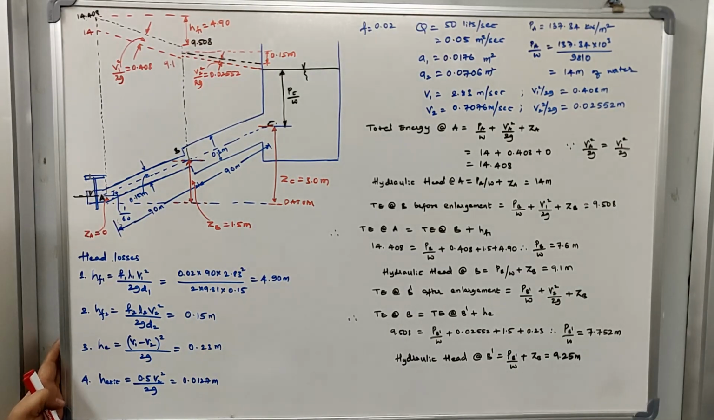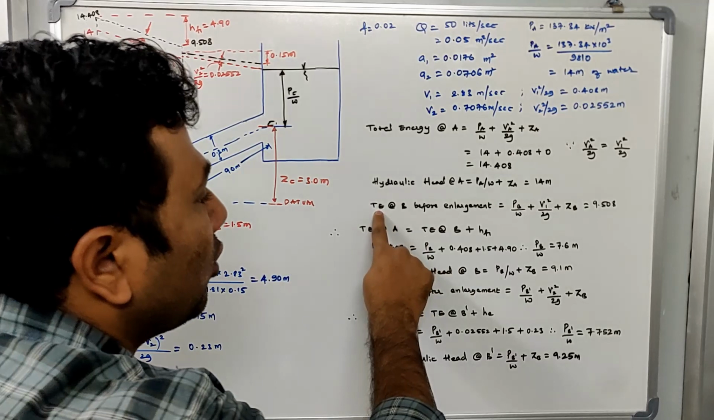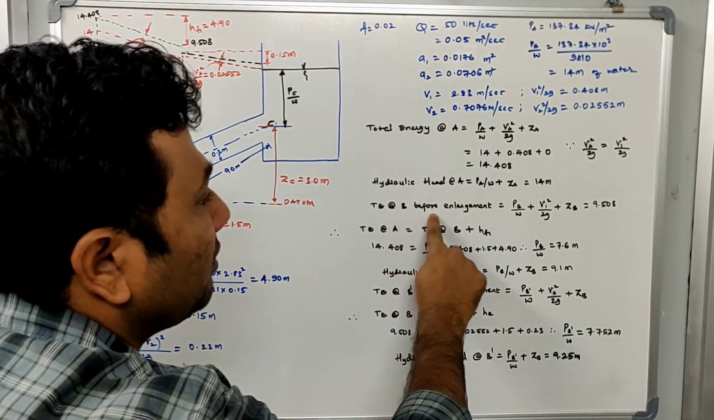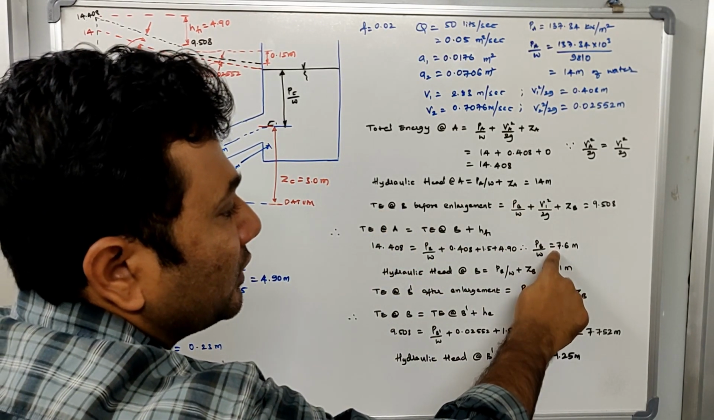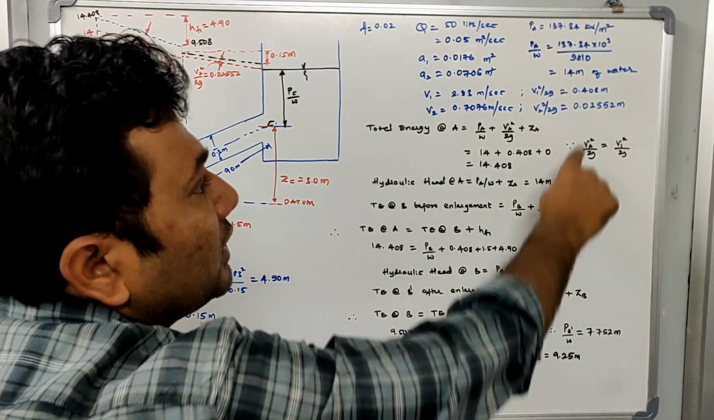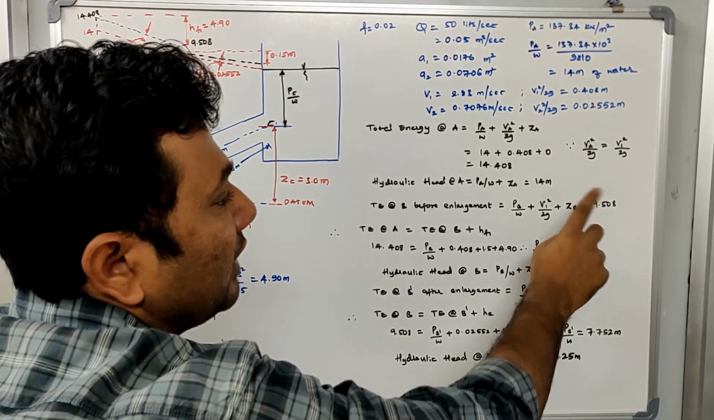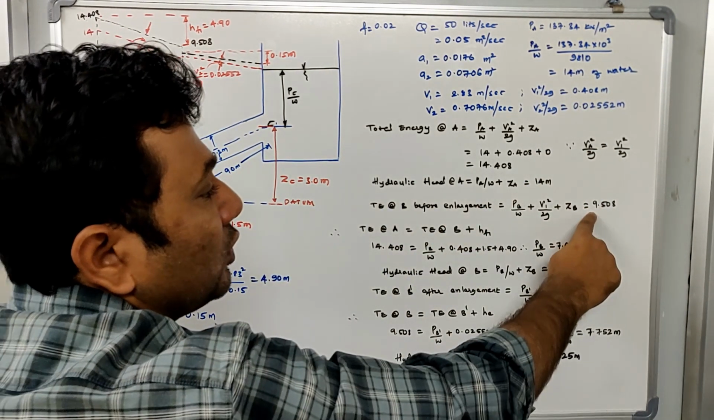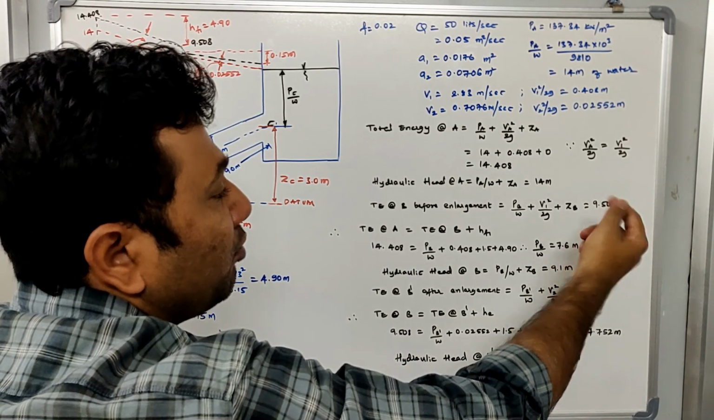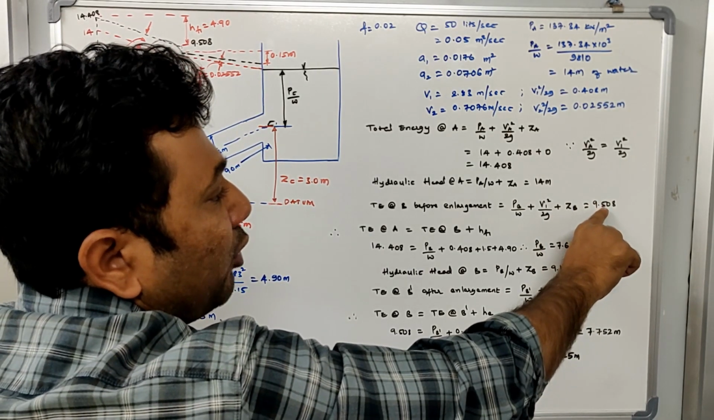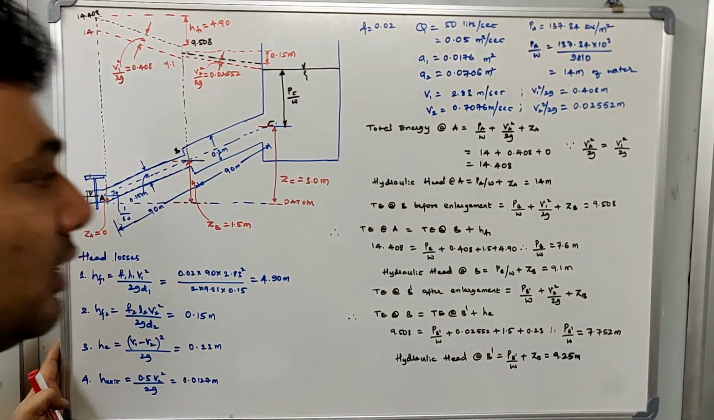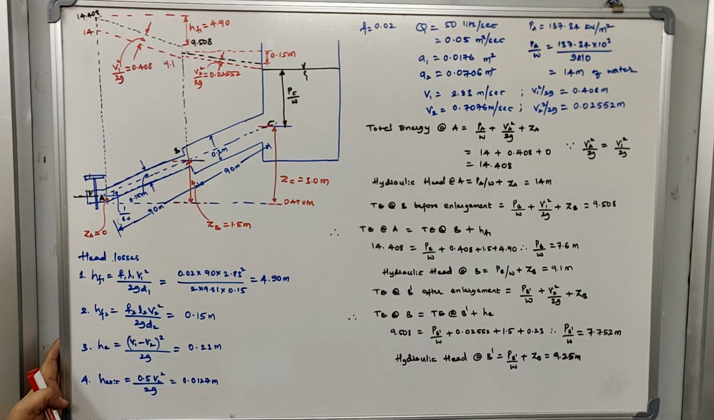Okay. So once you calculate how much is PB by W, we can again go back and find out how much is the total energy before enlargement. So PB by W is 7.6. V1 square by 2G is 0.408. Plus ZB is 1.5. So the total energy at B before enlargement is 9.508. Right. So this is how we have determined how much is the total energy at B before enlargement.